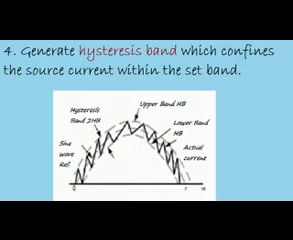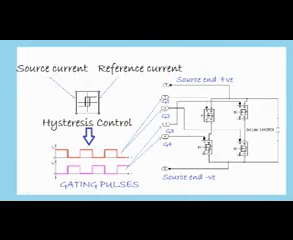On comparison with the reference and source current, signals are generated by the microcontroller unit to control the inverter switching in a manner such that the source current is confined within hysteresis band limits. Thus, source current starts following a sinusoidal nature, improving the power quality of the system.